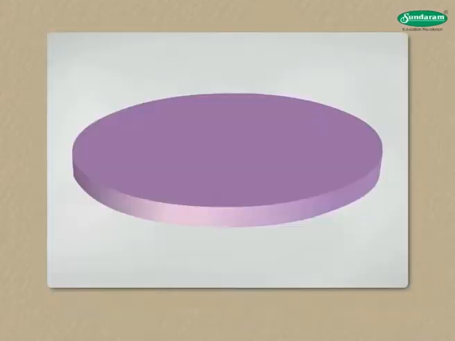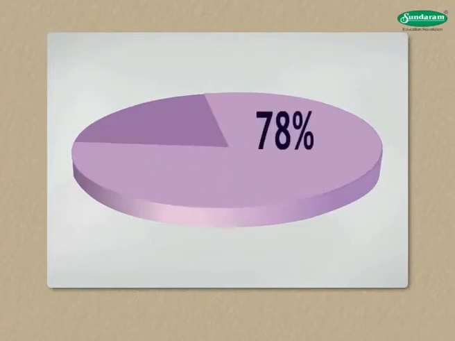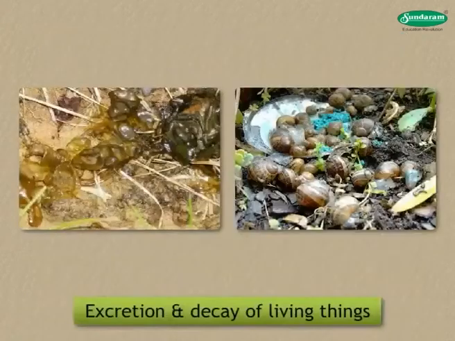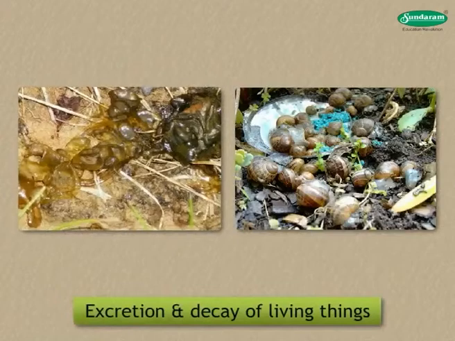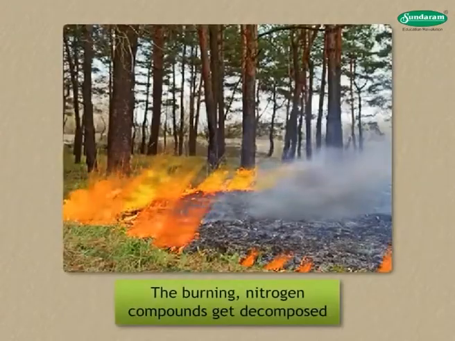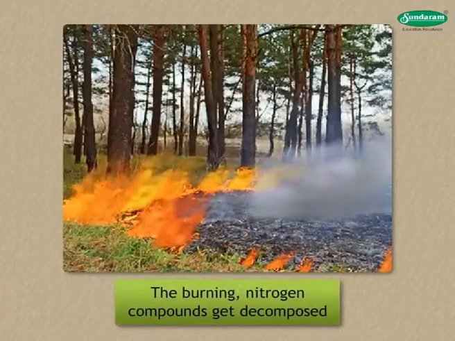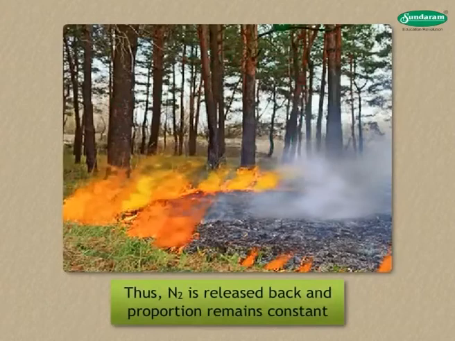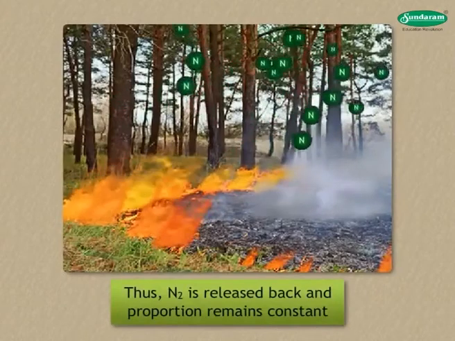But we know that the proportion of nitrogen in the atmosphere always remains constant, that is, 78%. How does this happen? The answer is through excretion and decay of living things, as well as through burning, nitrogen compounds get decomposed. Thus, nitrogen is released back into the atmosphere and the proportion remains constant.